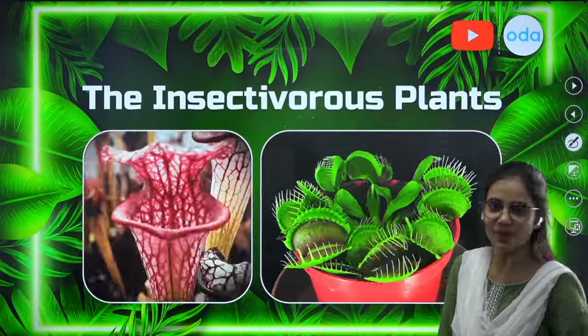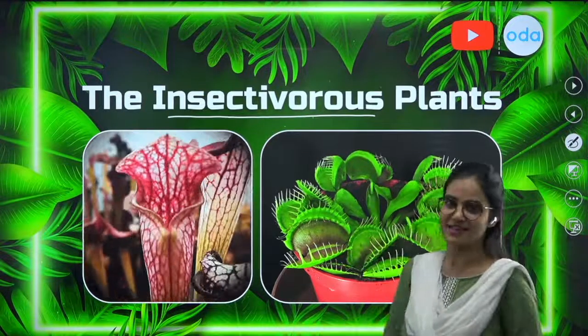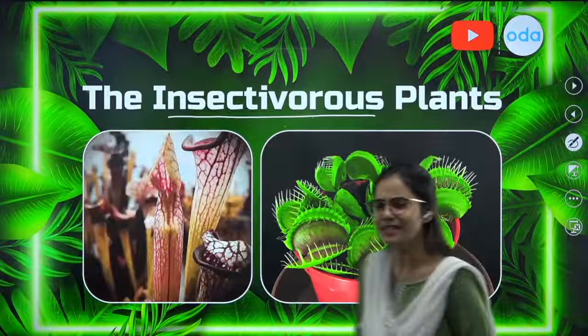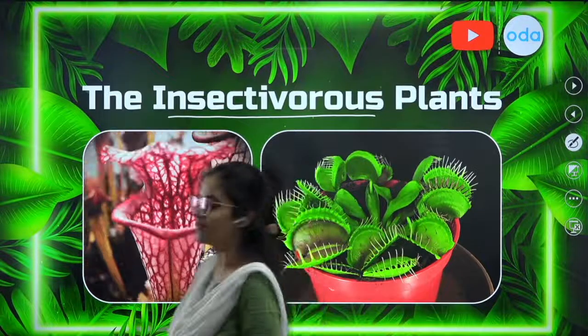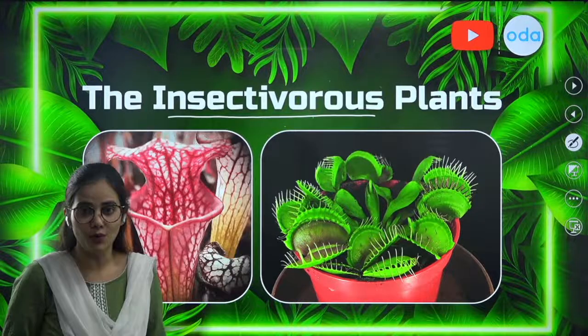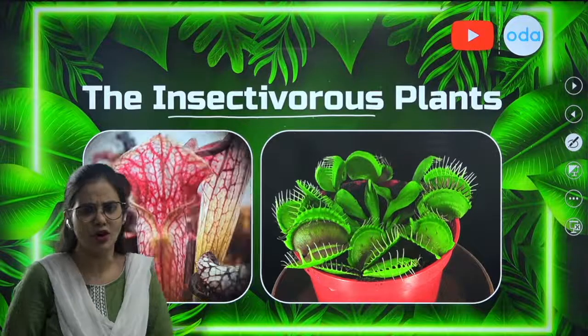So here come the insectivorous plants. Yes, so let's welcome our unpredictable predators. I'll tell you how unpredictable they can be. For example, there's an insect, right? And kids, you all know that insects get attracted towards the plants. That's something we all know, right?